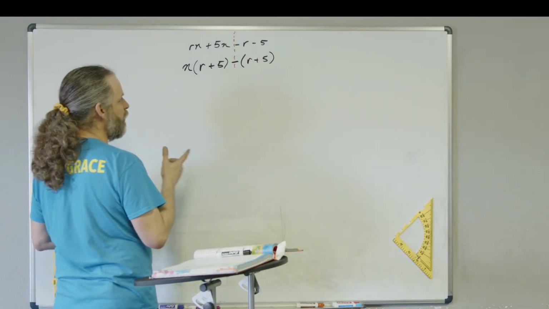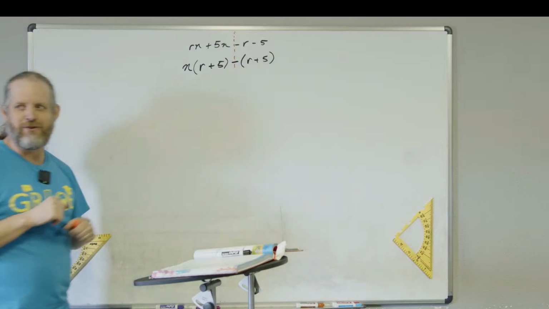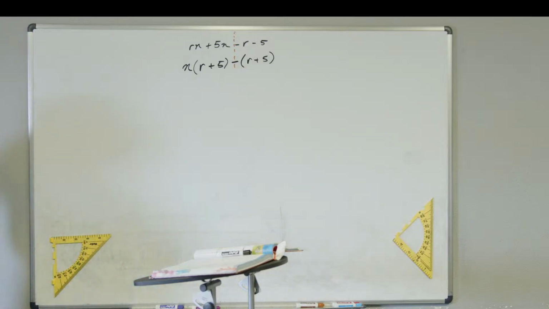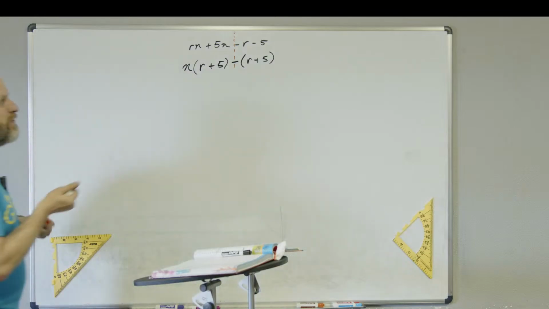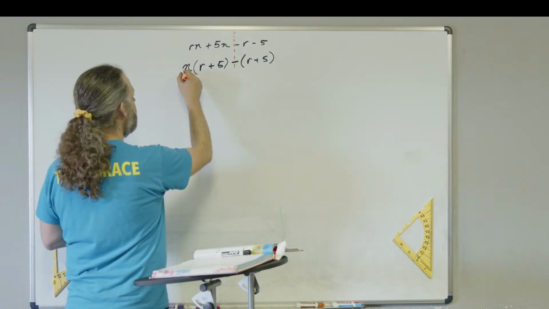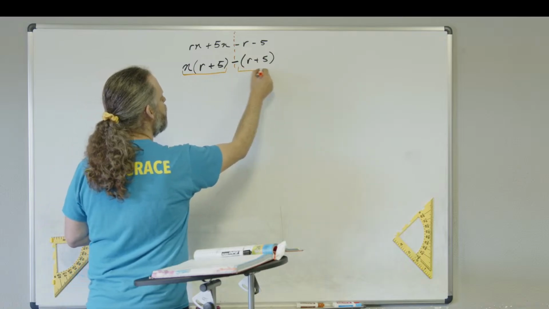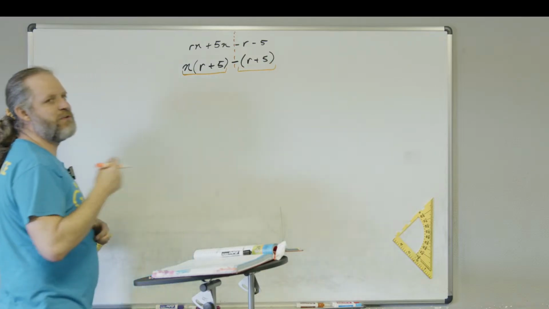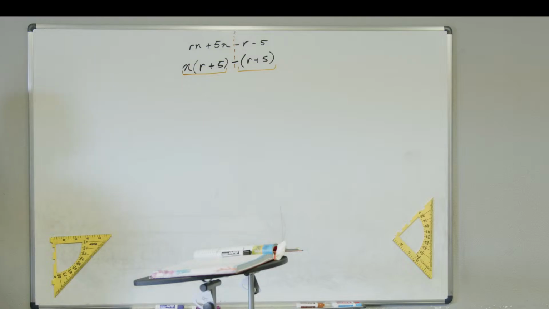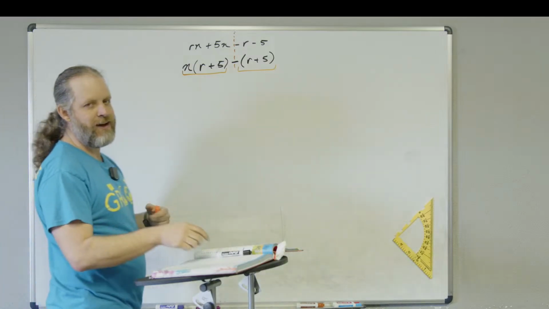Because if they are in fact the same, how many terms are there now? This is a little bit tricky in this line. There's only 2 terms. There's this term and there's this term. What's in common between those 2 terms? R plus 5. So what we can do now is factor out an R plus 5.